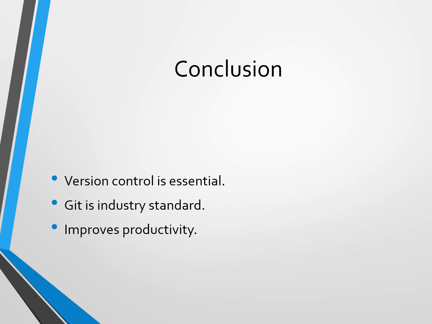Conclusion: version control is essential. Git is the industry standard and improves productivity. Version control systems play a crucial role in modern software development and research projects. They help in tracking changes, managing multiple versions, and enabling safe collaboration among individuals and teams. VCS prevents data loss, supports rollbacks to previous versions, and improves productivity and code quality.